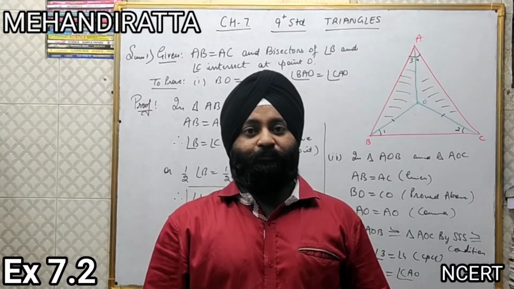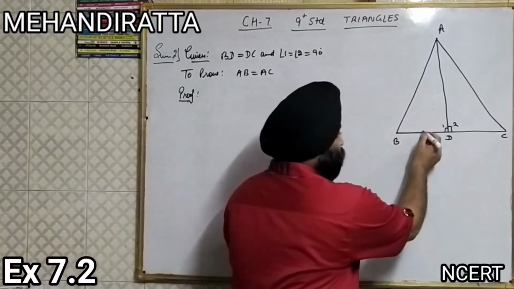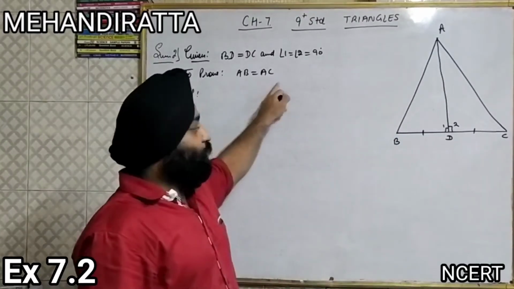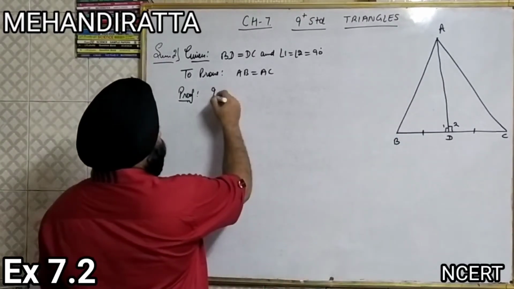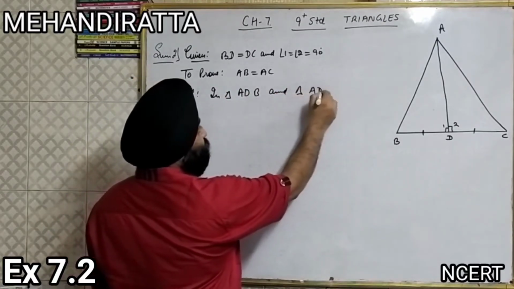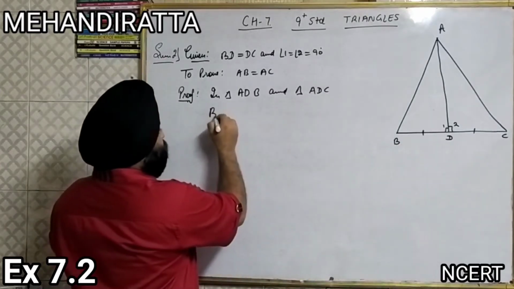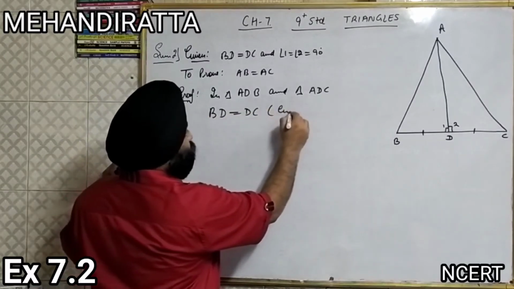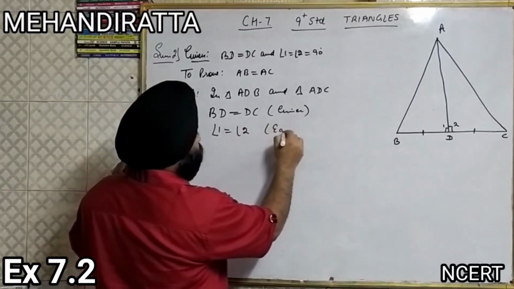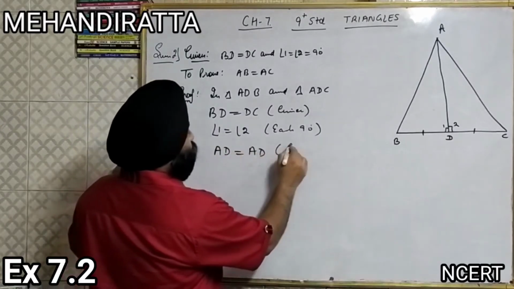Now the second sum. In the second sum, BD equals DC is given, and angle 1 equals angle 2, each 90 degrees, given. We have to prove AB equal to AC. In triangle ADB and triangle ADC, BD equal to DC given. Also angle 1 equals angle 2, each 90 degrees. AD equals AD common.